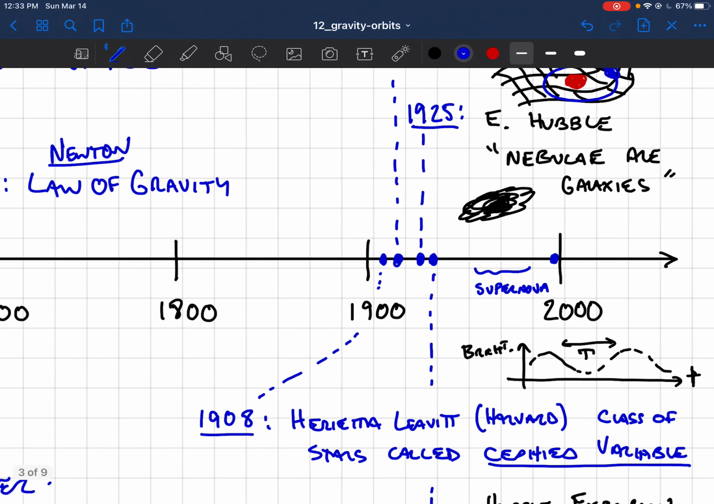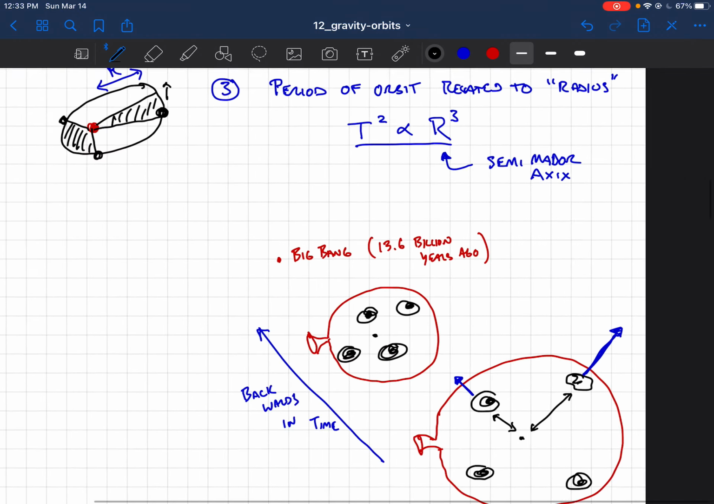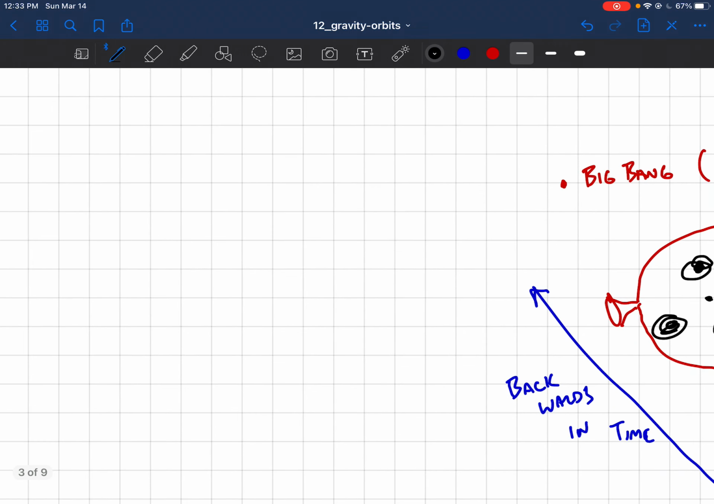So supernovae have been used, and actually something else happened just at the very end of the 20th century, in 1998. We found that there was an accelerated expansion of the universe. So Hubble showed us that the universe was expanding, but this careful look at supernovae actually gave us a new Hubble law. So let's take a look at what that looks like.